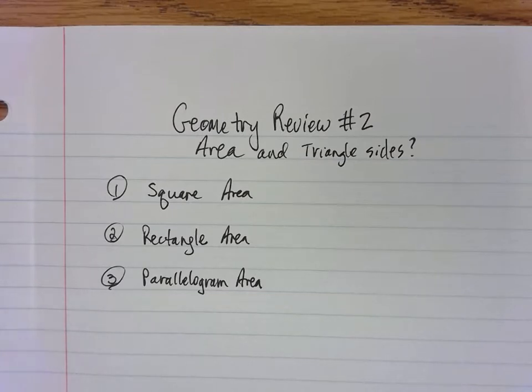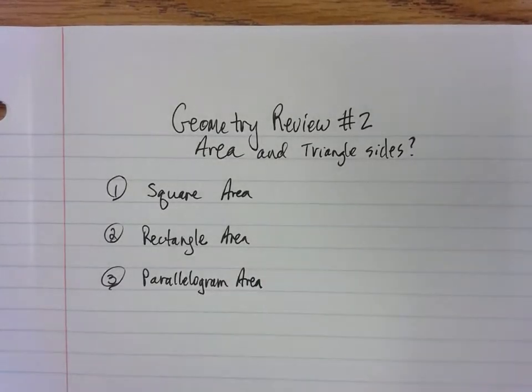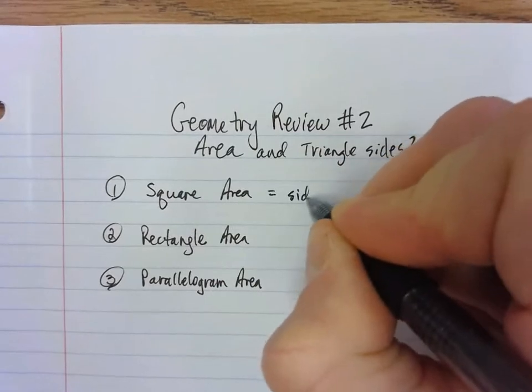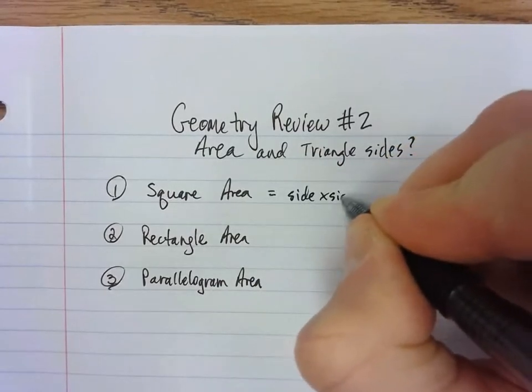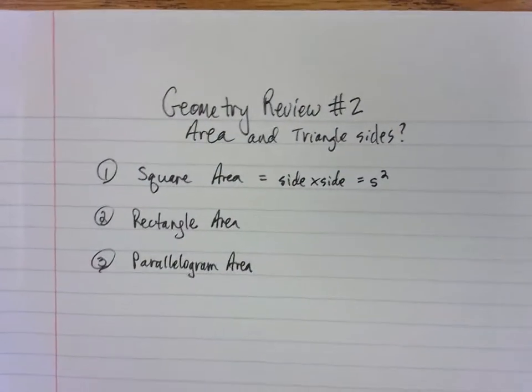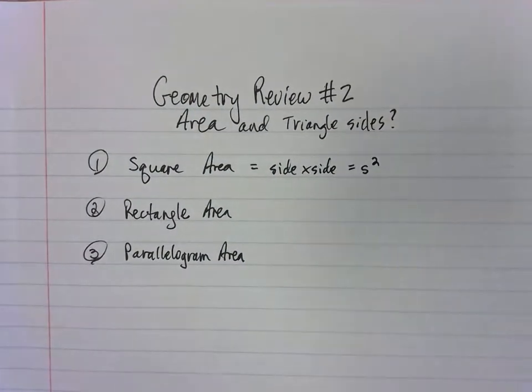Here we go. Alright, so let's start out by talking about the area of a square. We talked about that before, and that one is known as side times side, otherwise known as S squared, and that's where the term squared comes from, getting the area of a square.